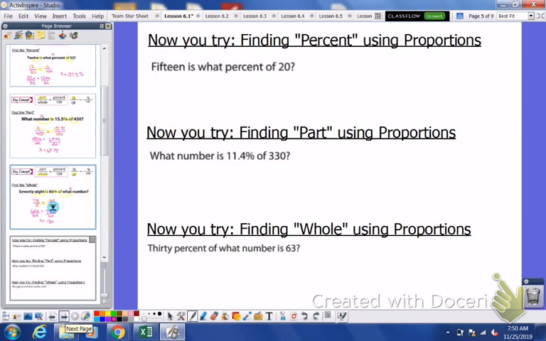So we have a couple now you tries. We have one where you want to find the percent, one where you want to find the part, and one where you want to find the whole. These are all already in your notes for you. So just go ahead and try them out. Make sure you are showing your work.